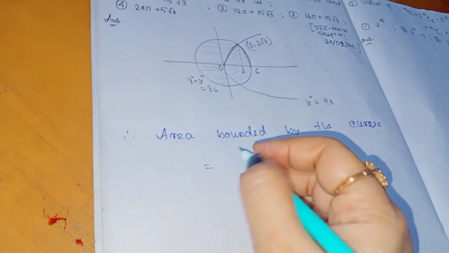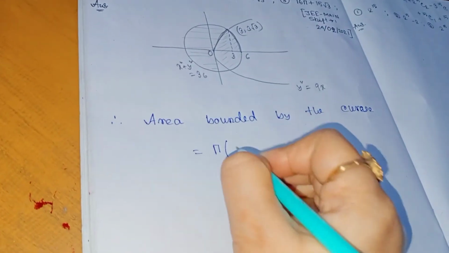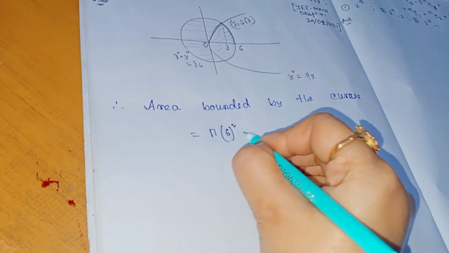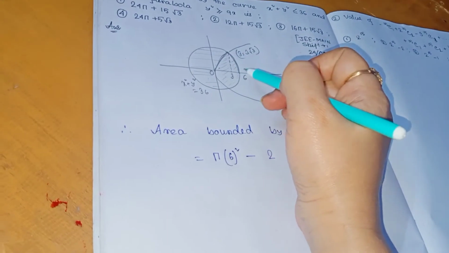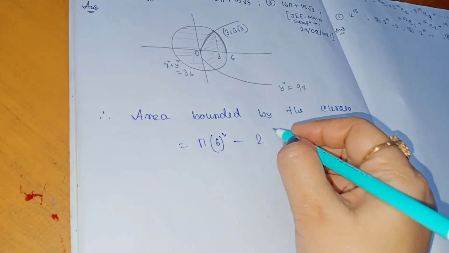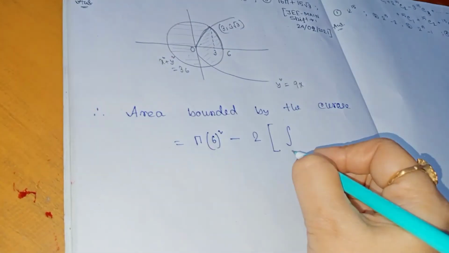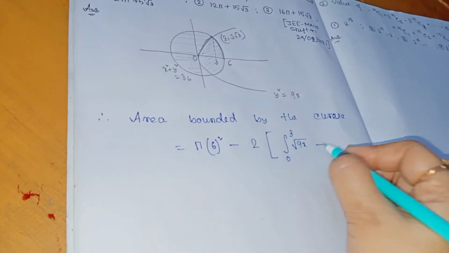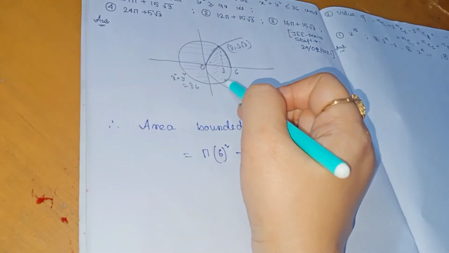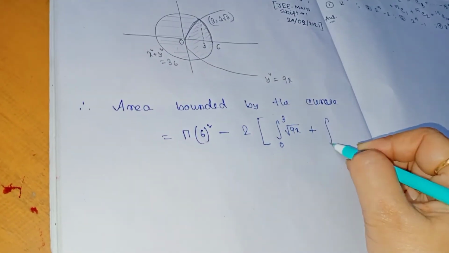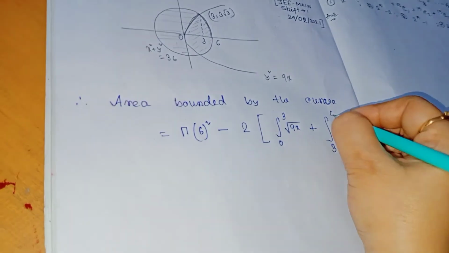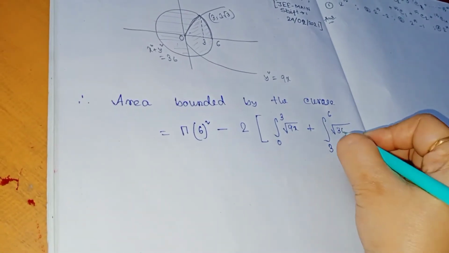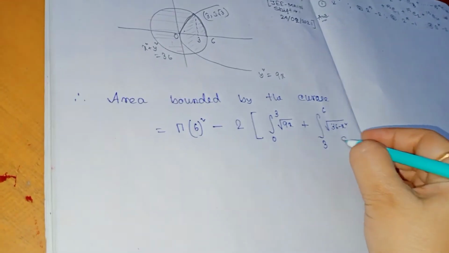equal to, at first, pi into 6 square, the area of the circle, now minus twice, as this is symmetric, twice the integration from 0 to 3 of root 9x, plus the enclosed area from 3 to 6, now deduct the circle, so it is the integral of 36 minus x square dx.